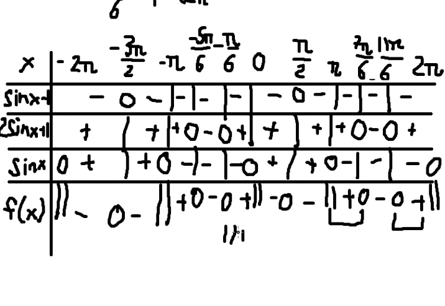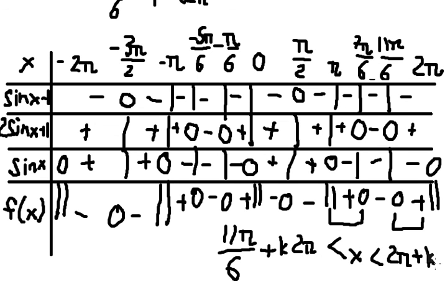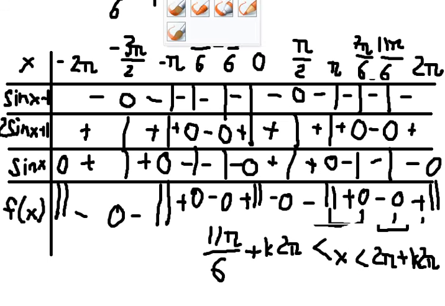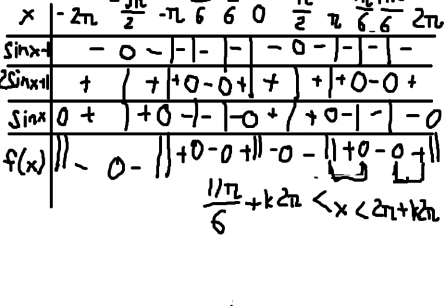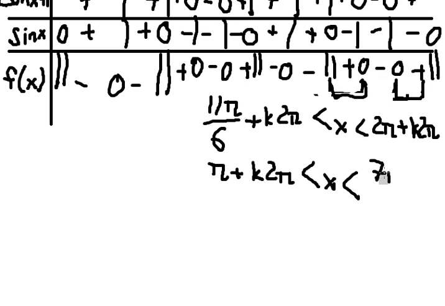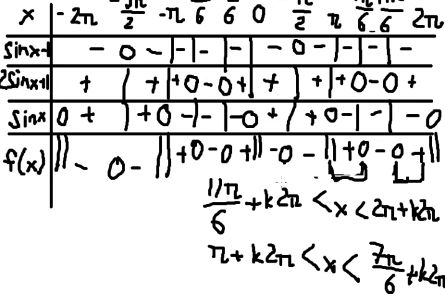That is 11π over 6 plus k2π to 2π plus k2π. And the next one is this interval here: π plus k2π to 7π over 6 plus k2π. And that is the answer.